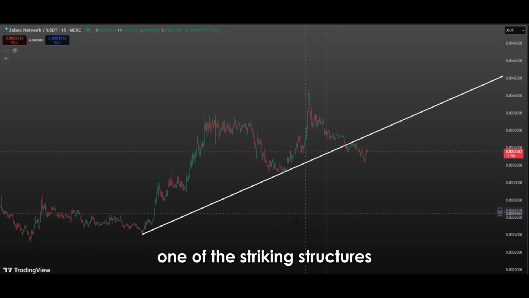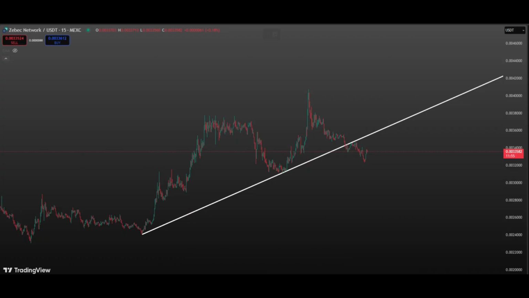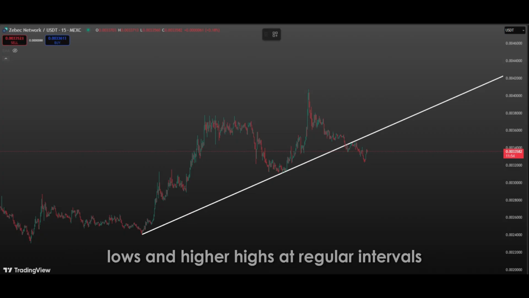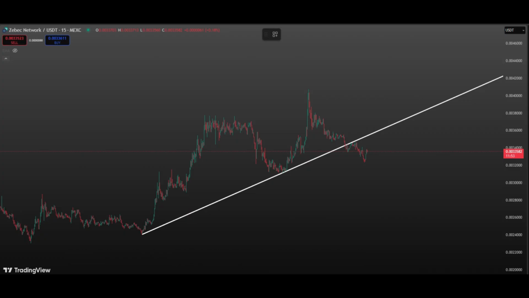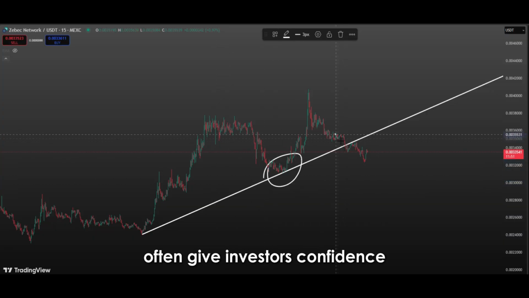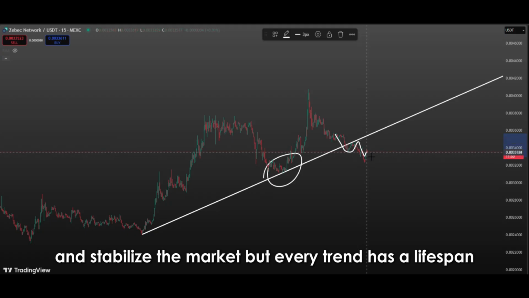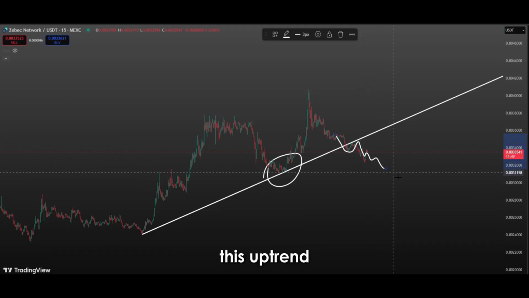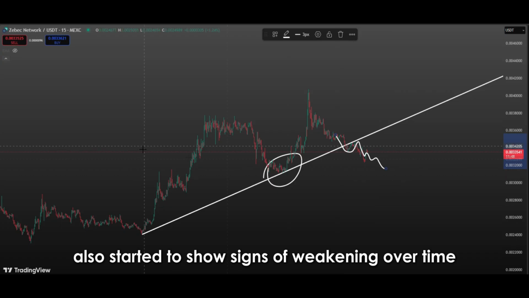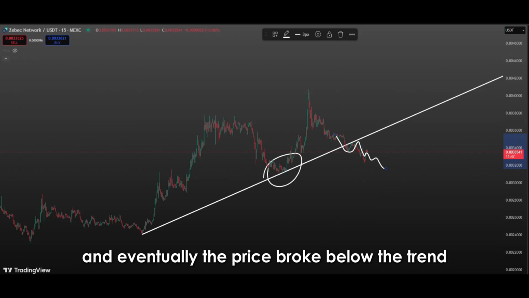One of the striking structures on the chart was the long-standing uptrend line. This trend showed that the price was making higher lows and higher highs at regular intervals, and that the market was generally buying. Such technical formations often give investors confidence and stabilize the market, but every trend has a lifespan. This uptrend also started to show signs of weakening over time, and eventually, the price broke below the trend.